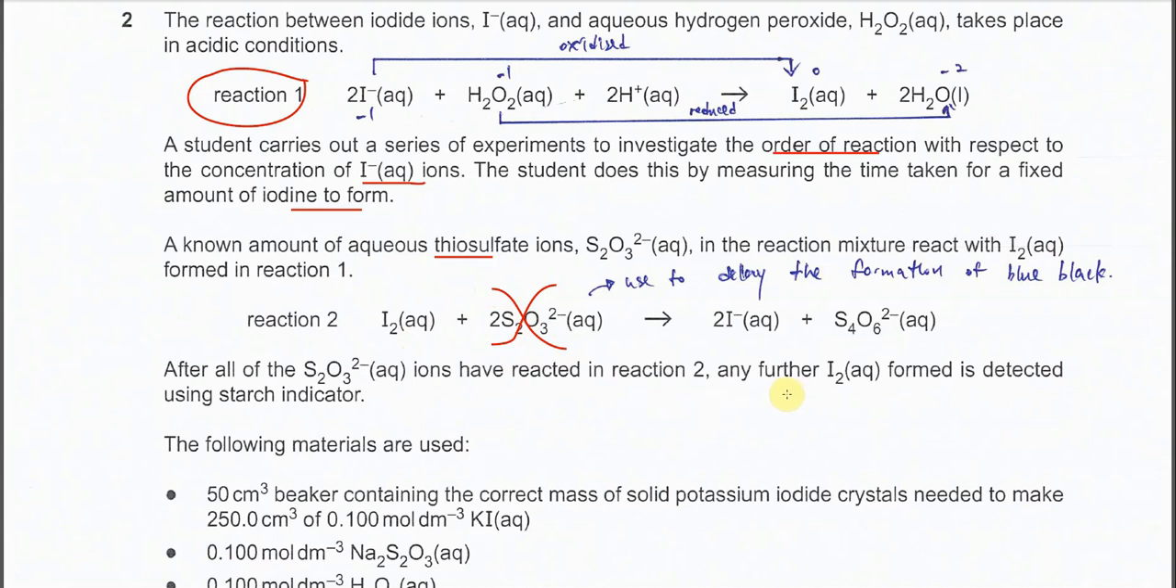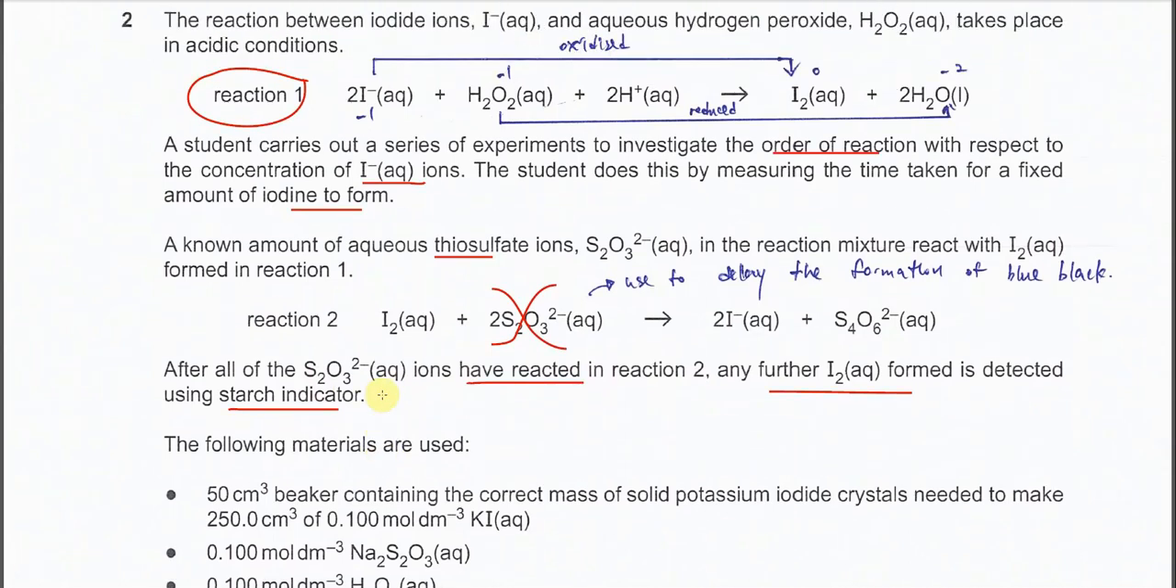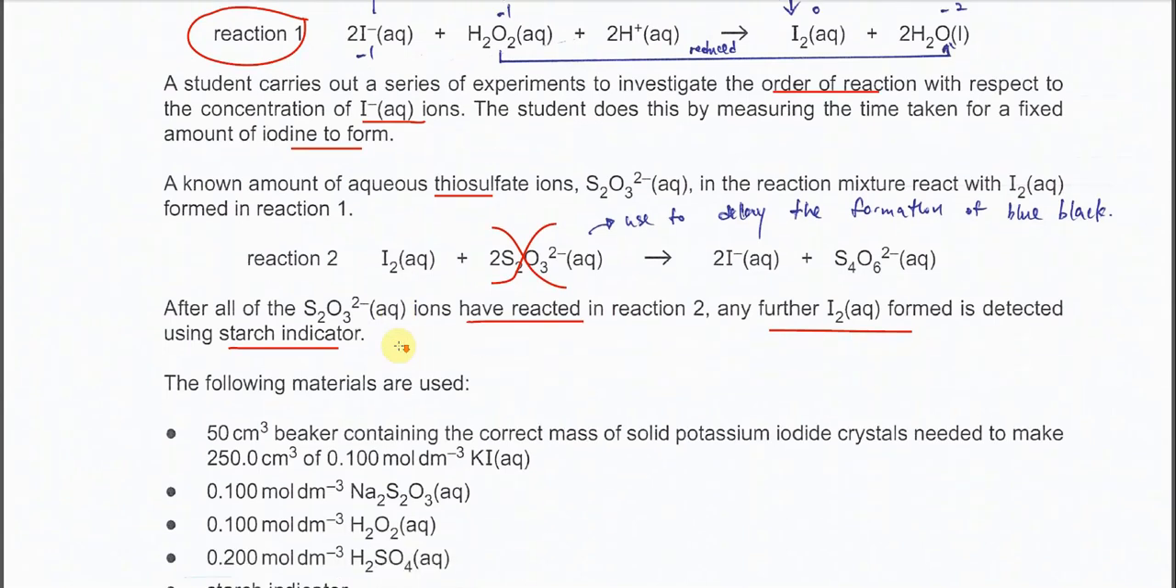So that's why here it says that any further iodine formed is detected using starch indicator. Once the thiosulfate has reacted, the extra iodine that forms will combine with the starch and form blue-black. This is a redox reaction which involves these few species, these few compounds.